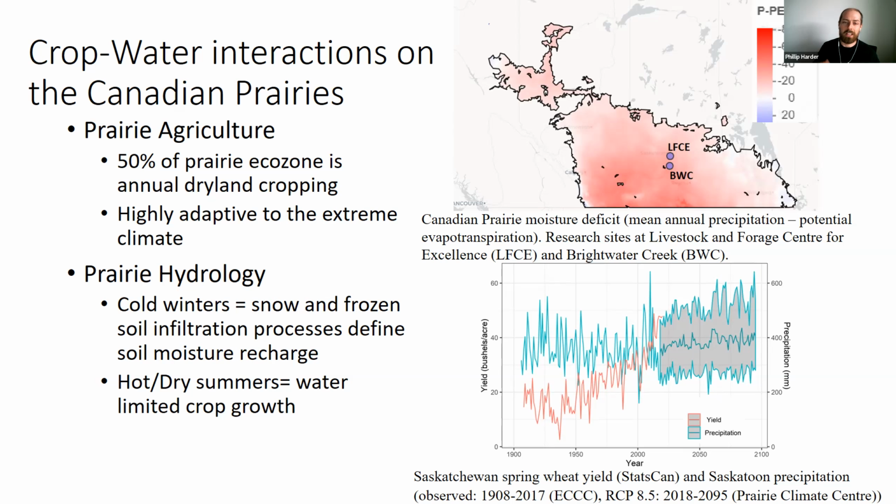And so within all of this really intense climate, we've had this development of a very successful agricultural industry, which has been very adaptive to this extreme climate. The figure on the bottom right, the blue is precipitation historically and projected into the future at Saskatoon, while red is our average Saskatchewan spring wheat yield.